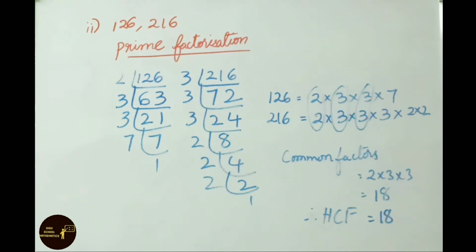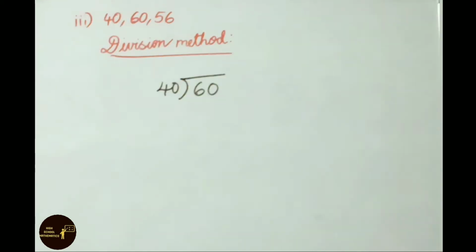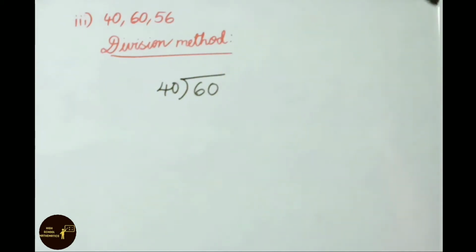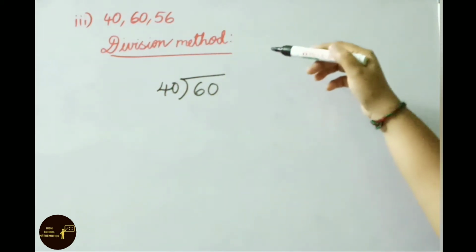Here also in both methods we got the same HCF, that is 18. Let's see the third sum: 40, 60 and 56. We shall find HCF by division method.